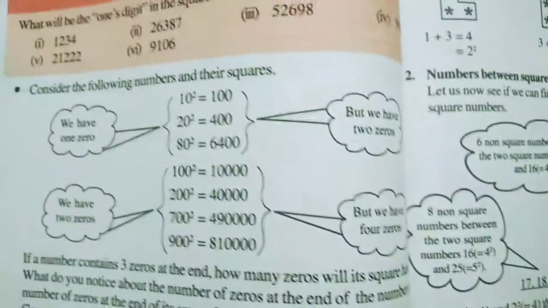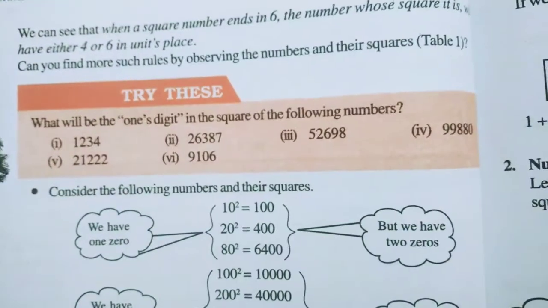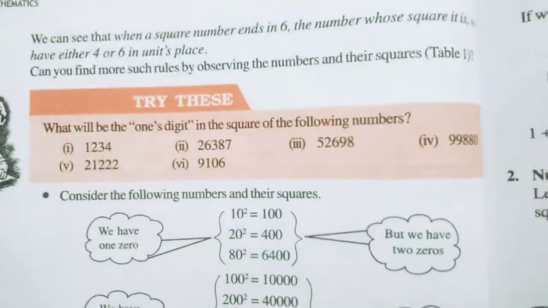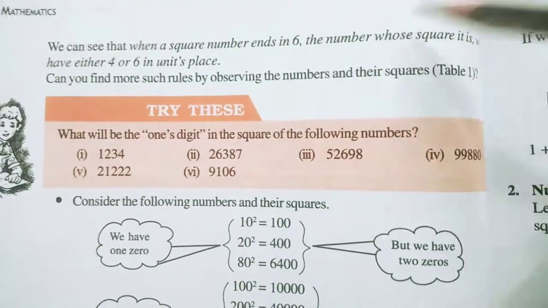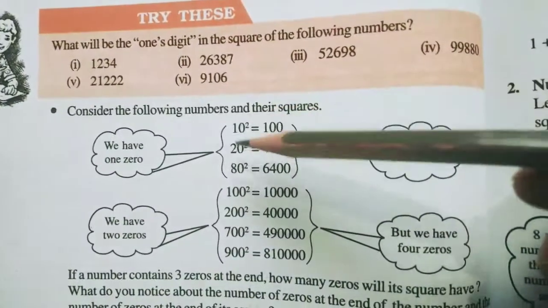Next, what property is given? Before the property, you see the try this also. Do this try this in your home by your own. The next property is this one.